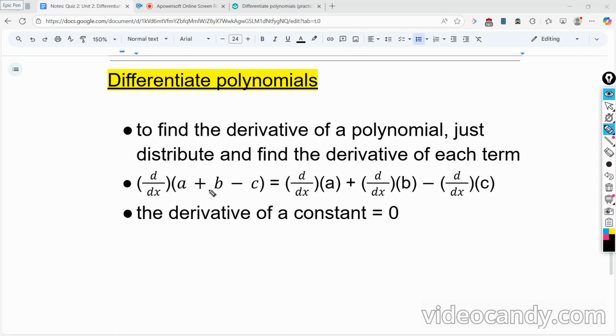So in other words, if you wanted to find the derivative of a plus b minus c, and you had the derivative with respect to x, d dx, that would just get distributed to each term, okay? And then you would find the derivative of each term individually and just maintain the plus minus sign. So it's basically like using the distributive property. And you want to remember that the derivative of a constant equals 0.